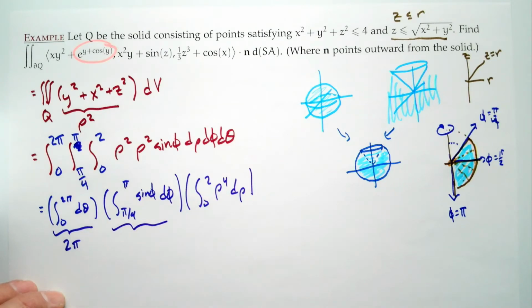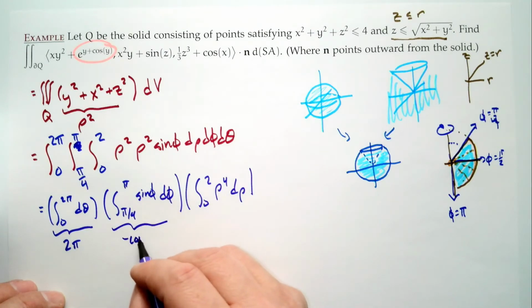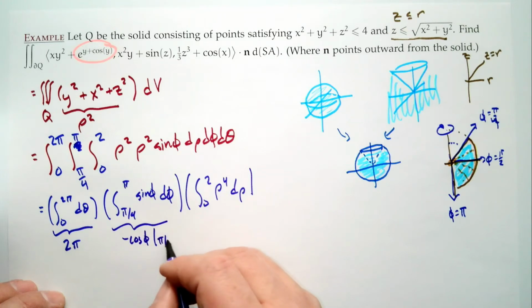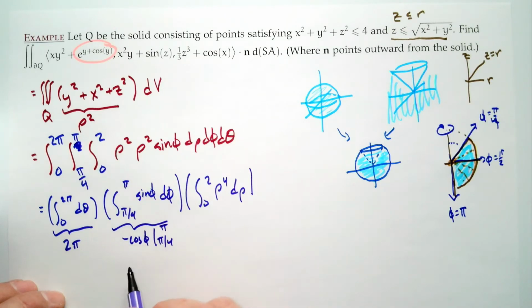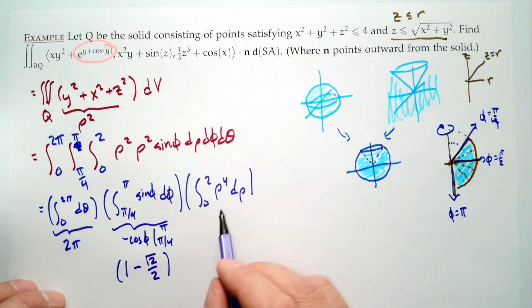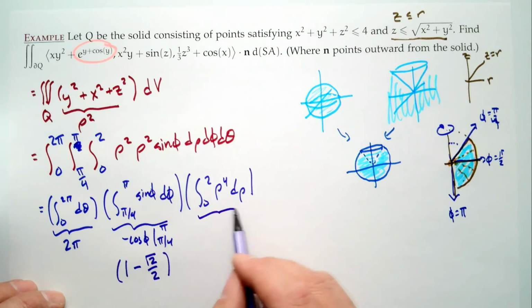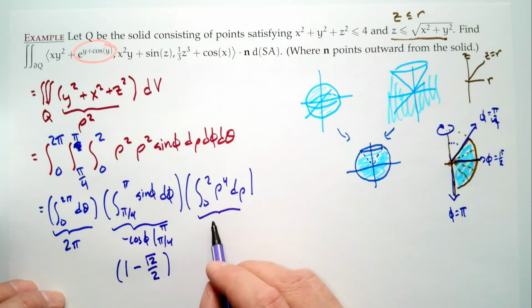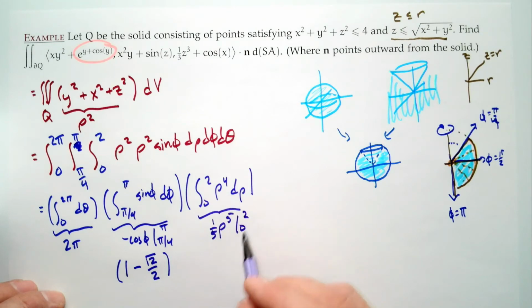Integral of sine? Negative cosine. Evaluate from pi fourths to pi. Well, cosine of pi is negative 1. So minus negative 1 makes 1 minus cosine of pi fourths, root 2 over 2. That's one we should know. Okay. Integral of rho to the fourth d rho. 1/5 rho to the fifth. Evaluate from 0 to 2, which makes this 1/5 times 32. When you plug in 0, you get 0.